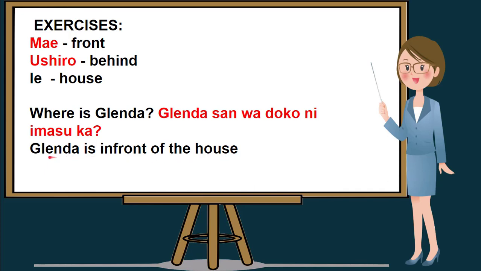Now, you will be translating "Glenda is in front of the house" using the following words above to make a sentence in Nihongo. So you will be using mae, ushiro, and ie in translating Glenda is in front of the house in Nihongo. I'll be giving you 5 seconds to translate this sentence in Nihongo, and your 5 seconds start now.